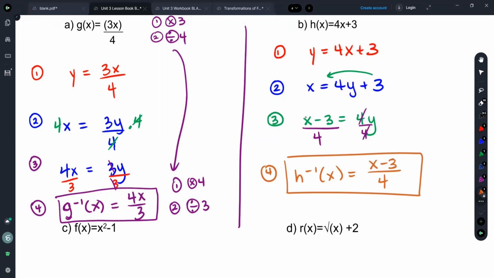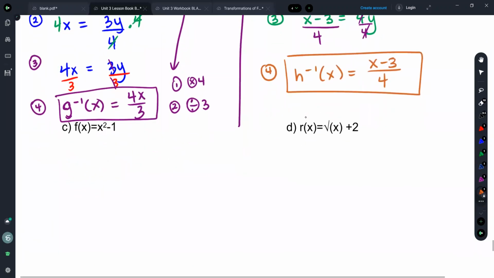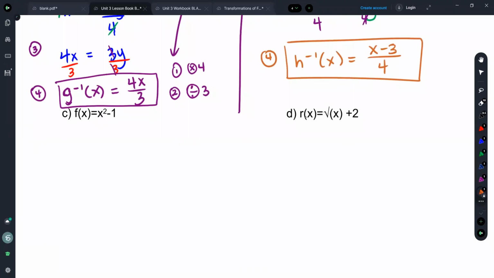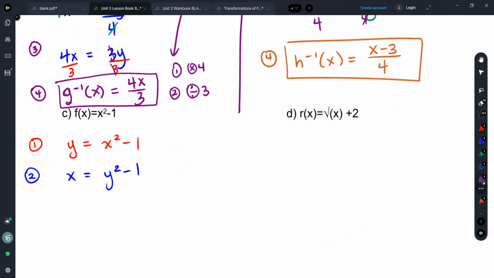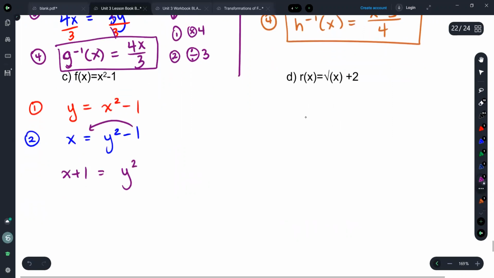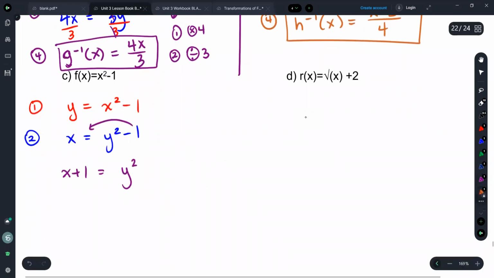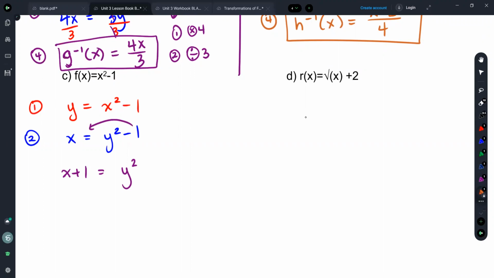Okay, let's try a couple more. We'll get to a few more complex ones. Okay, so let's follow along with the same process. So switch f of x into a y. Swap your x and y. And then let's get that y isolated. So I'm going to bring the 1 over to start. I'll get x plus 1. And I get rid of a squared by doing what? Where? I have to square root.